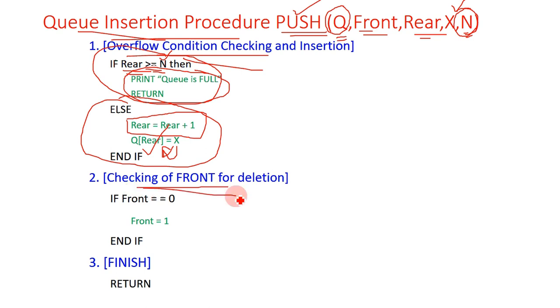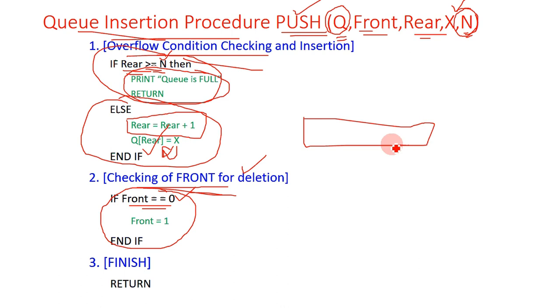And now checking for front for deletion. This is whenever the first element is inserted. It means that if front is equal to 0, there was no element in the data structure, the queue data structure. When you insert a new element for the first time, you insert an element into the queue, it means that now the front should be 1. Okay, front was 0, means there was no element.